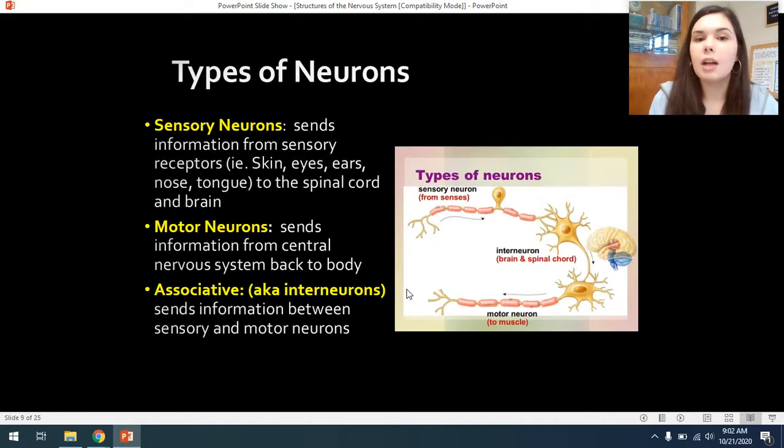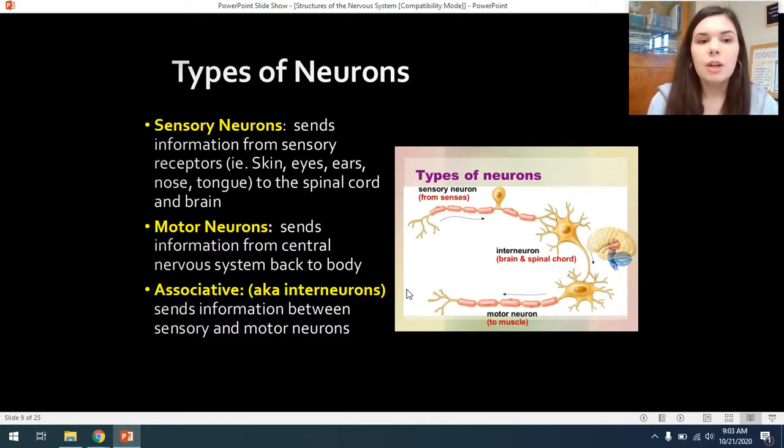There are many different types of neurons. Sensory neurons are the ones that send information from the sensory receptors, such as those located on the skin, your eyes, your ears, your nose, your tongue, and they send them to the spinal cord and the brain. Motor neurons are the ones that send that information from the central nervous system back to the body in order to cause a reaction.